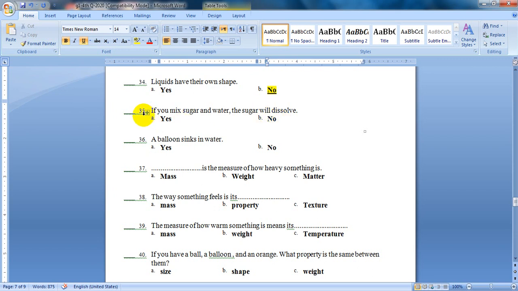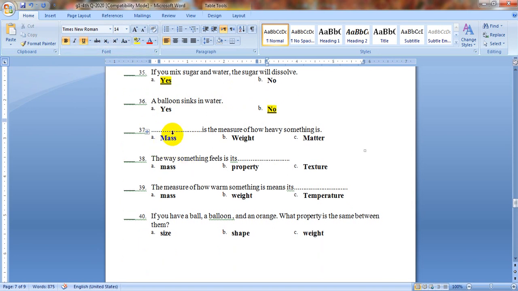The next question, 35. If you mix sugar and water, the sugar will dissolve? Yeah, it will be letter A. Yes, sugar dissolves in water. The next question, a balloon sinks in water. Do you think it will sink? Of course not. It will float.